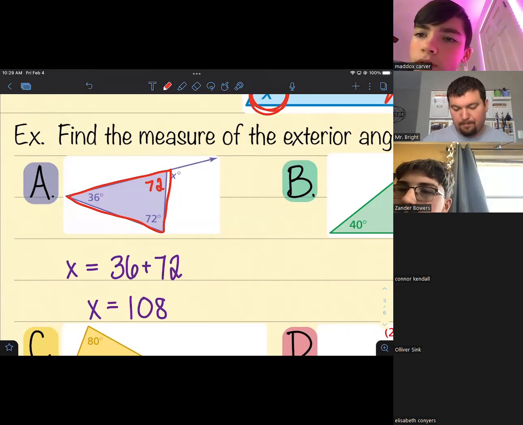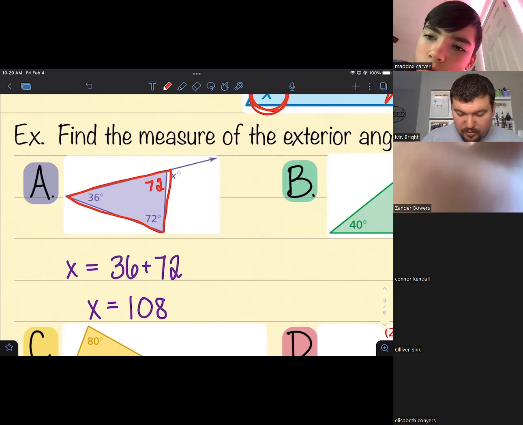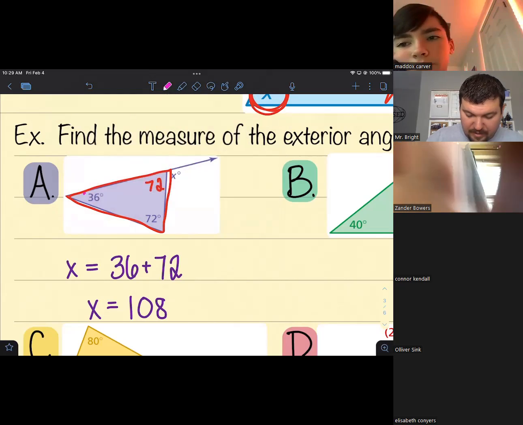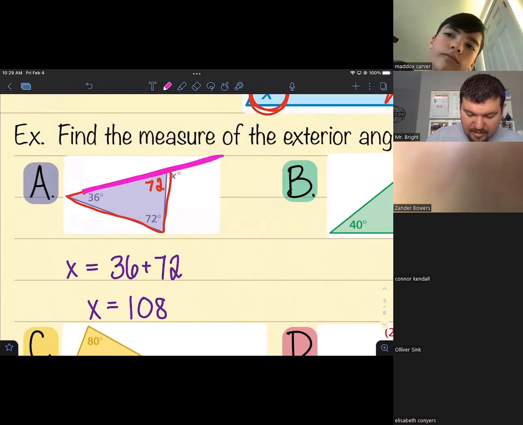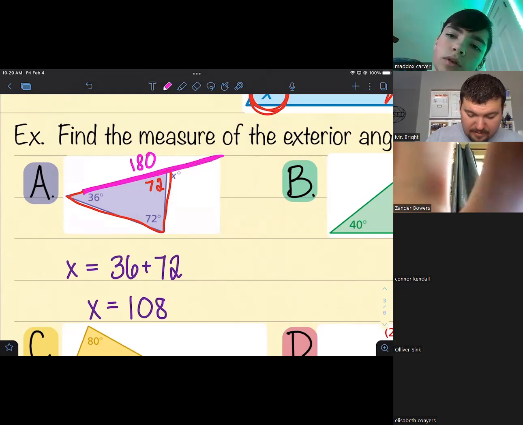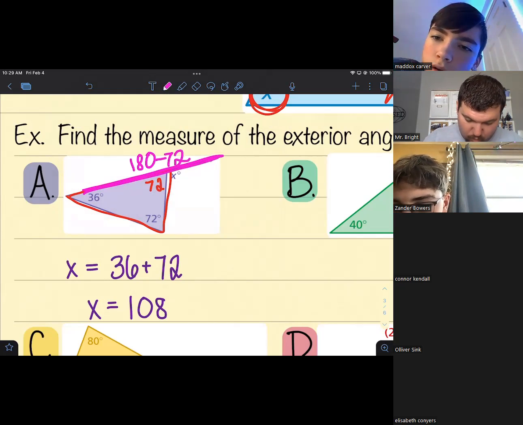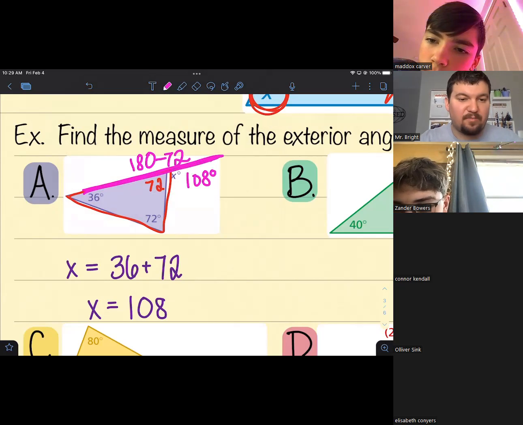144. Yeah, that looks right. And then you would use the fact that these are supplementary angles sitting on a straight line, and you would take 180 minus 72, and that would give you the 108 degrees that we have out here. Problem is that's way too many steps.